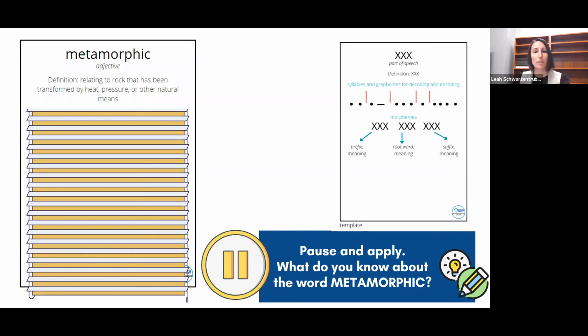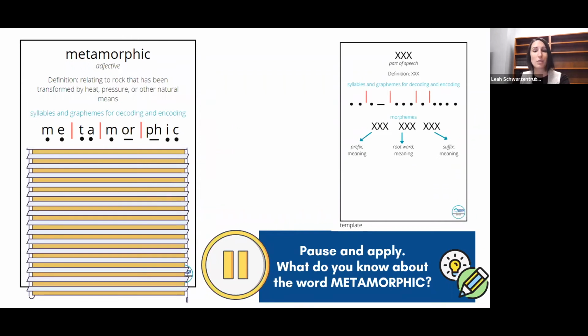Going through this process can be really helpful to highlight all the pieces of knowledge that students require to learn this word. Considering the word metamorphic, we can identify its part of speech is an adjective. Our kid-friendly definition might sound something like rock that has been transformed by heat, pressure, or other natural means. When we consider the graphemes and syllables that are part of this word, we can see that there are 4 syllables and 9 graphemes to represent the sounds that we hear.